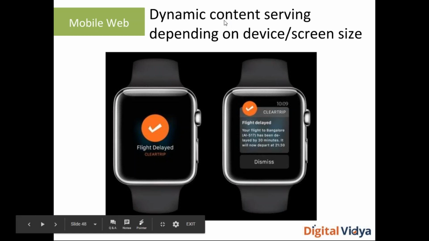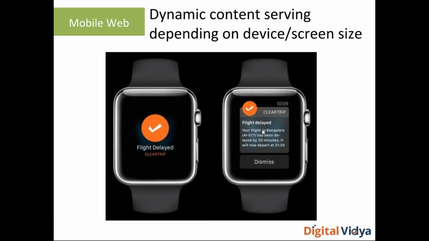So what they have done using dynamic content serving is divide the content into two levels. At one level, they are showing this message, flight delayed. If you click this, a message opens, and you can read the message here. So this has saved the overall space, right?